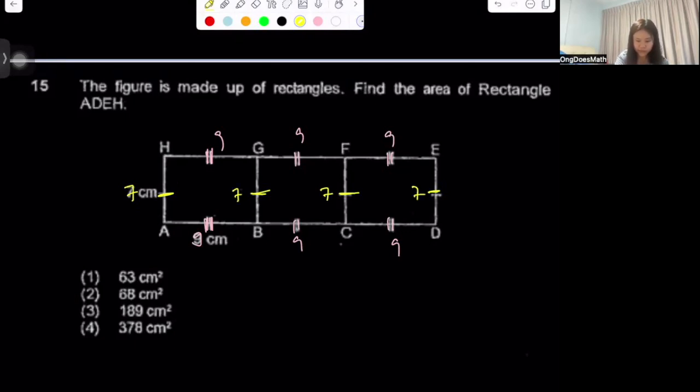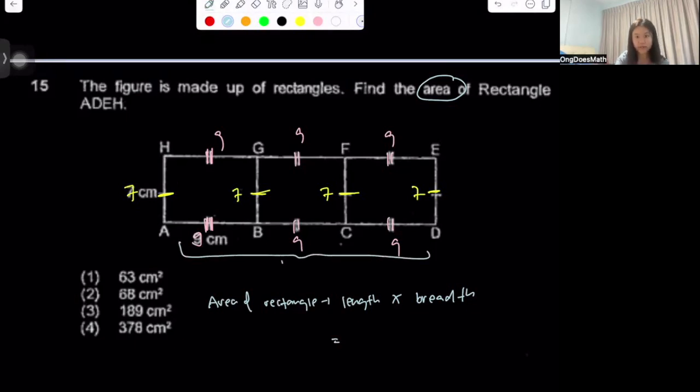So now we are supposed to find the area. Area of rectangle, what's the formula? Length times breadth. Good. In this case, the length is 9 plus 9 plus 9, right? Which is just 9 times 3. So that's 27. Length is 27. And the breadth is here at the side, and the breadth is 7. So it's just 27 times 7, which should give you 189 cm squared. Hence answer is option 3.